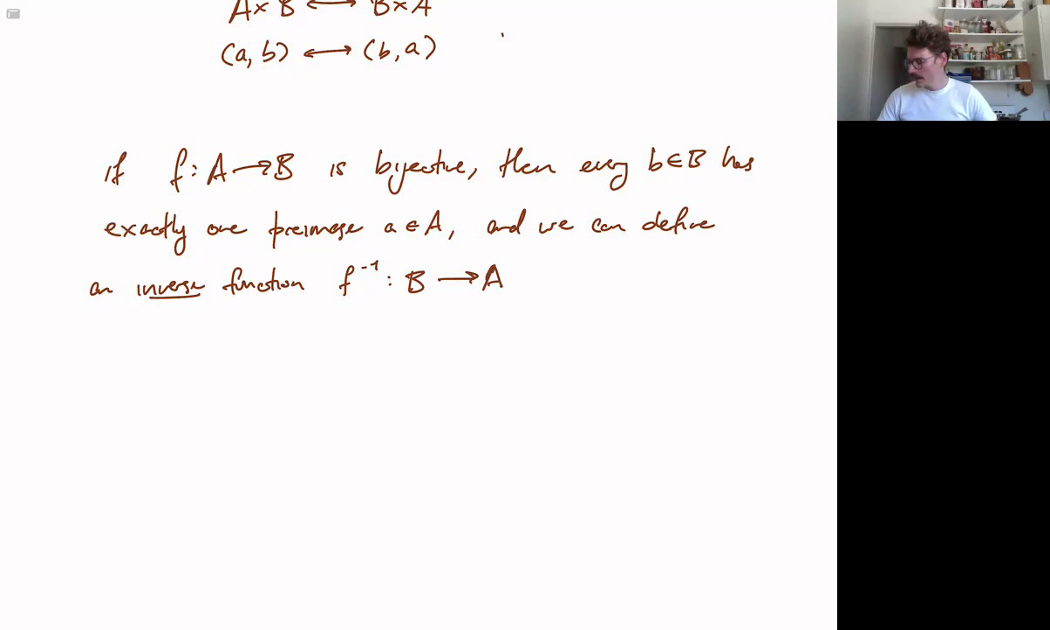And it's defined by sending b to its unique preimage a. So essentially, when you have a bijection, that means you're matching up the elements exactly on both sides. So you can define a function the other way, which is essentially just the same matching. But we're thinking of these functions as operating in opposite directions.